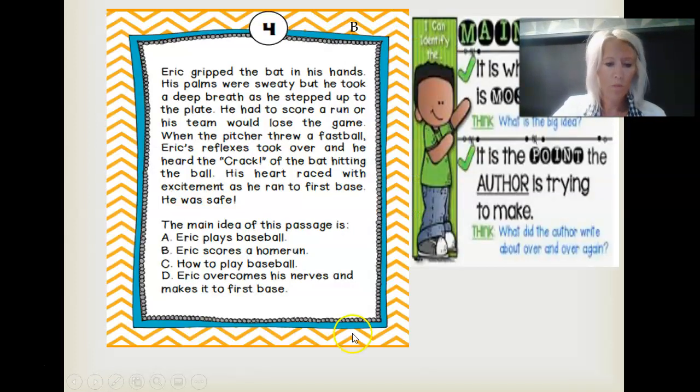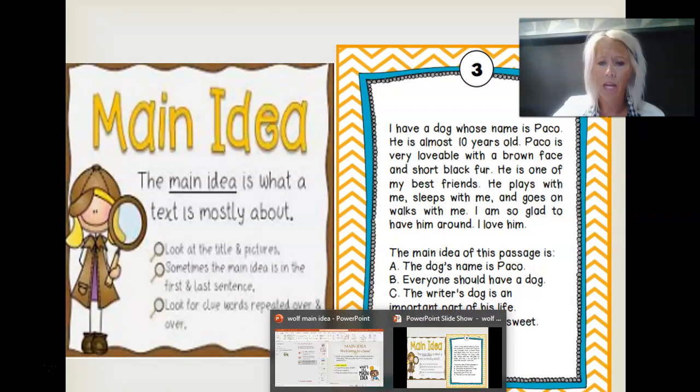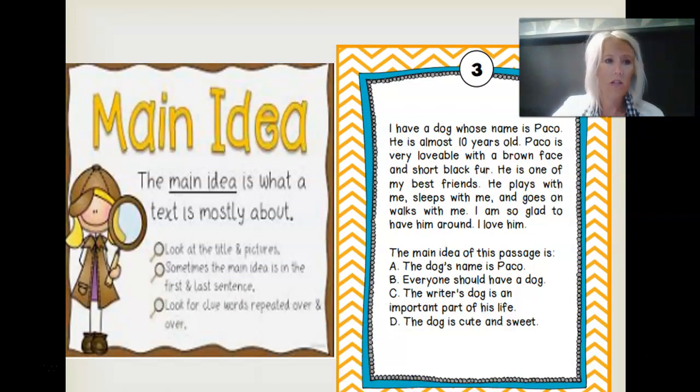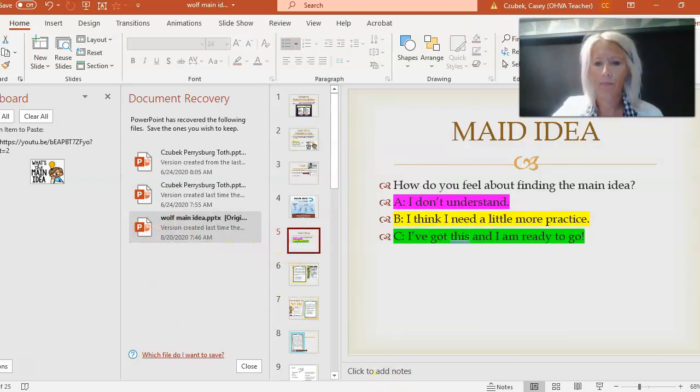So I'm going to put polling tools up for you, and I want you to use your polling tools and tell me, how do you feel about main idea? I have to go back. I lost my screen. Okay, here we are. How do you feel about main idea?